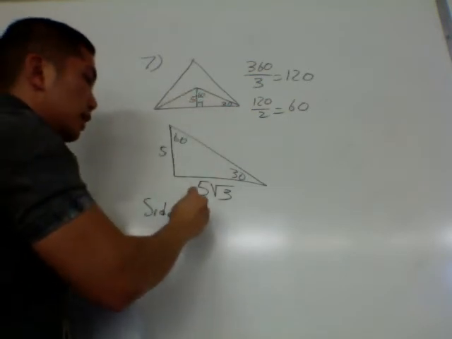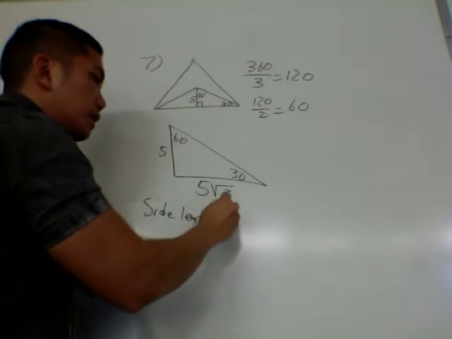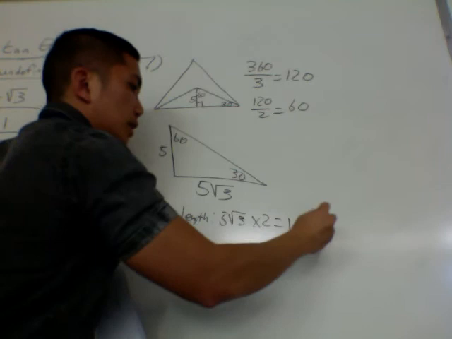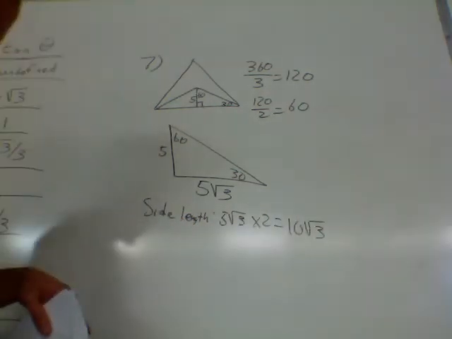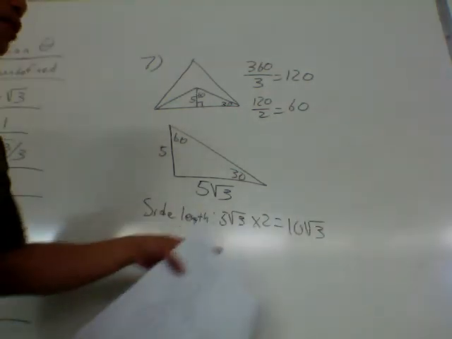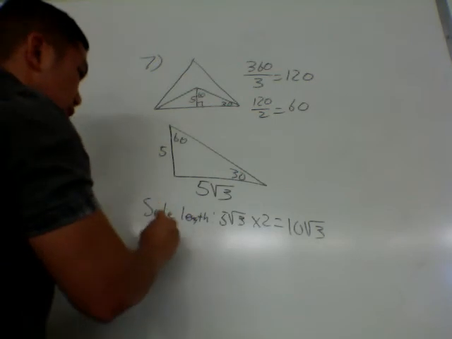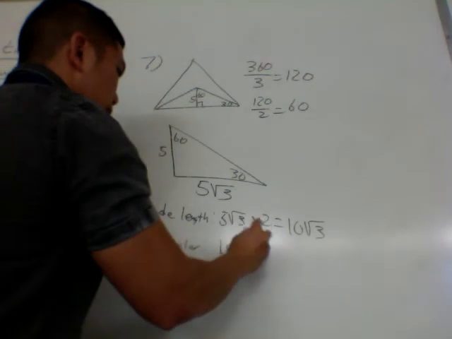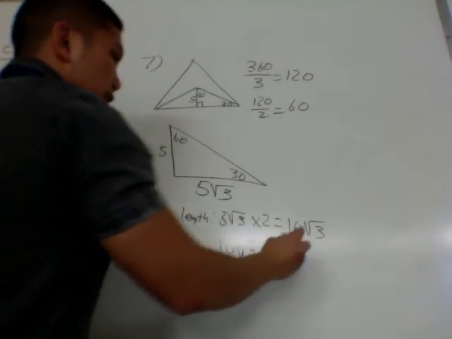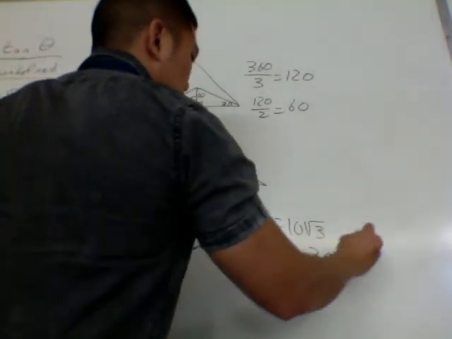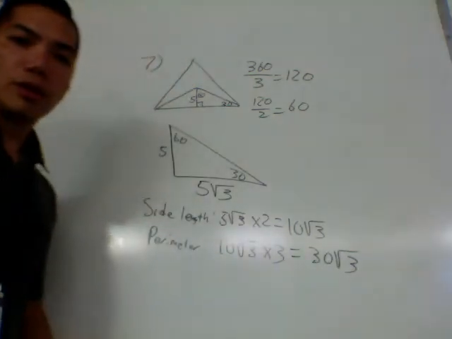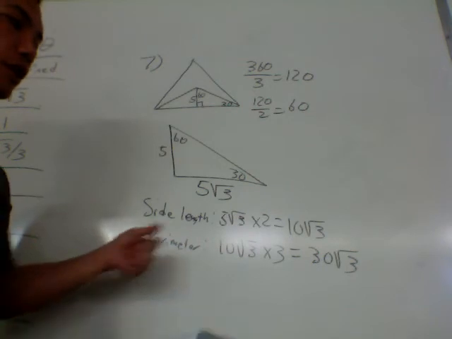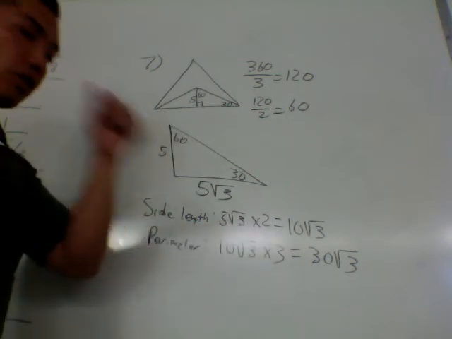So the side length is 5 root 3 times 2, and that is 10 root 3. And then to find the perimeter, it's 10 root 3 times 3, since there are 3 sides of the triangle, and that is 30 root 3. So in the problem, she wants to use 15 root 3. She's wrong. It's 30 root 3.